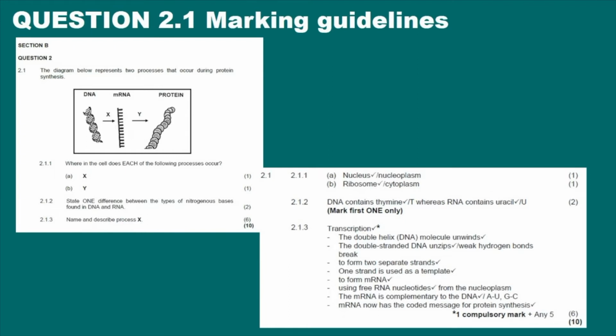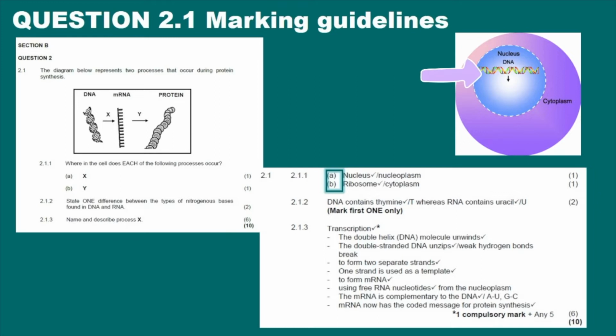So let's look at the marking guidelines, so where the marks are allocated. Question 2.1.1, they just wanted the location where these processes take place. So transcription takes place in the nucleus, or you can also say the nucleoplasm, and then translation will take place at the ribosomes, or specifically in the cytoplasm.